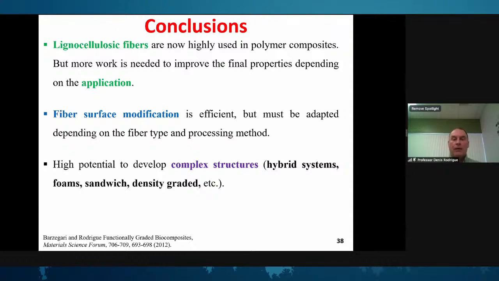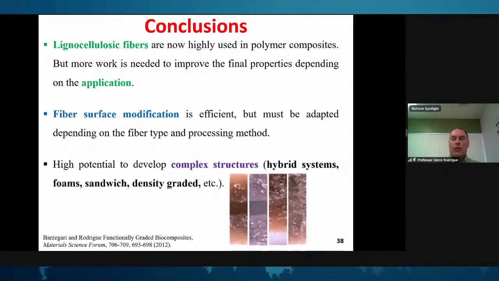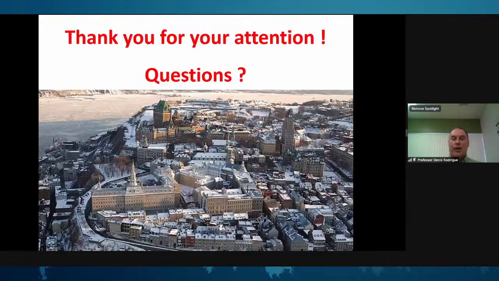And one of the big areas that we're working on right now is density graded material. So with a fixed amount of reinforcement, if you distribute that differently in your material, how can you improve, again, the mechanical properties of your systems? So this is something that is of interest for, again, maximizing the properties and reducing the cost and the weight.